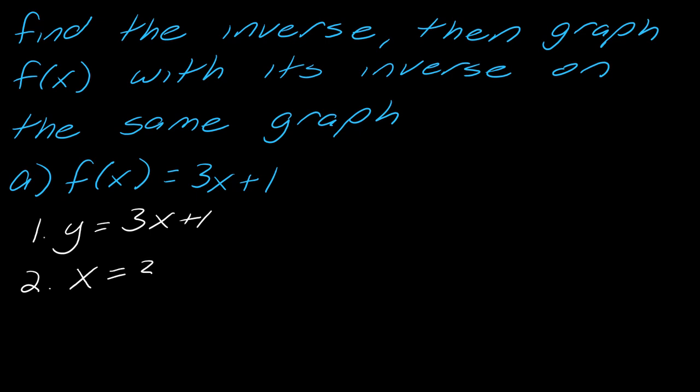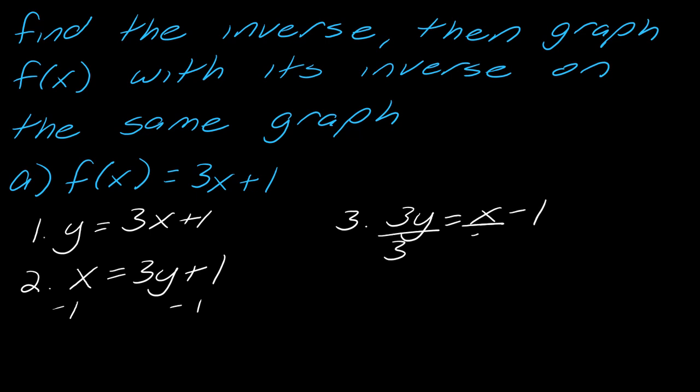So all I'm doing is rewriting the problem but interchanging the x and the y. Okay, so now what you want to do is solve this problem for y. To do that, first I want to subtract off the 1, so I'll rewrite this. This becomes 3y equals x minus 1. And then I will divide each part by 3, like this. So I get y equals 1/3 x minus 1/3.